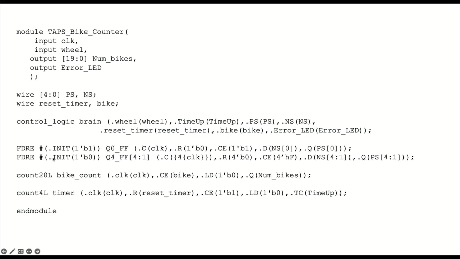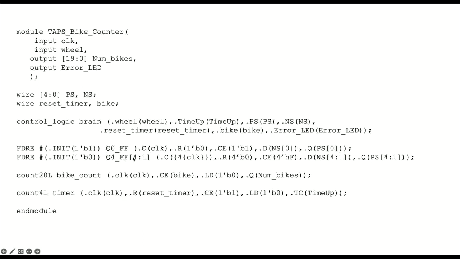Okay, all right, so I have a 20-bit counter here for the bike. And there's our 4-bit counter for the timer. I'm not using the load, so I just set it to 0, so I don't need the D in. I have 2 flip-flops. So I had a total of 5 states. So I'm initializing the 0 flip-flop to 1, which is why it's separate.